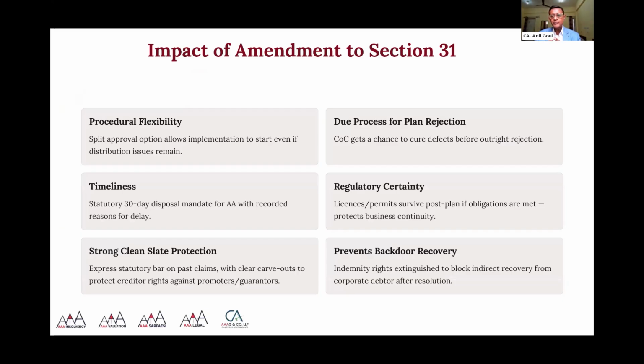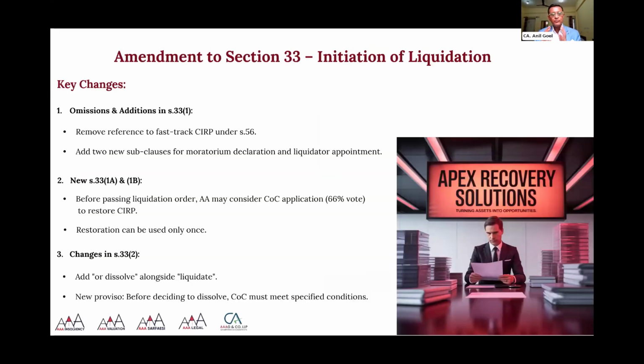So the impact of this section 31 would be procedural flexibility: in case there are disputes, the resolution plan can be approved and the allocation can be kept pending. Now there is a process of rejection. Before rejection, the COC will get a notice. A 30 days timeline is proposed, and regulatory certainty, like the licenses, permits, everything will be retained and will not be terminated or cancelled. And then strong clean slate protection, and all those indemnity rights which are extinguished to block indirect recovery, the right of subrogation, that is also clear. I think this is what we have.